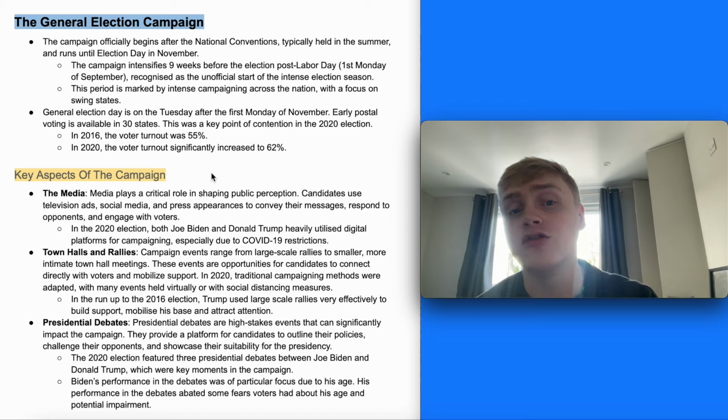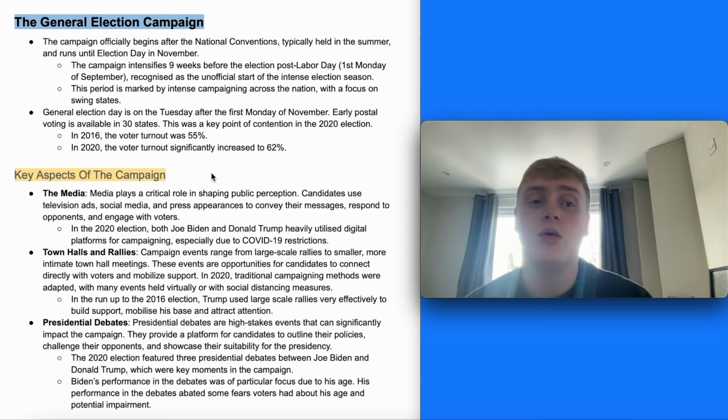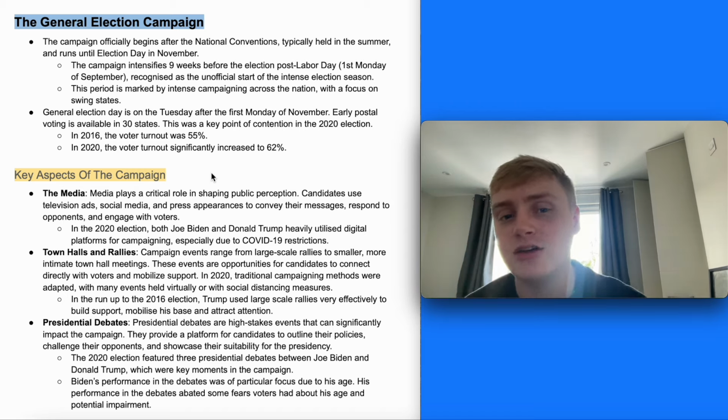The general election is on the Tuesday after the first Monday of November, and early postal voting is available in 20 states. This is a key point of contention in the 2020 election. In 2016, the turnout was 55%, whereas in 2020, it was significantly increased to 62%.